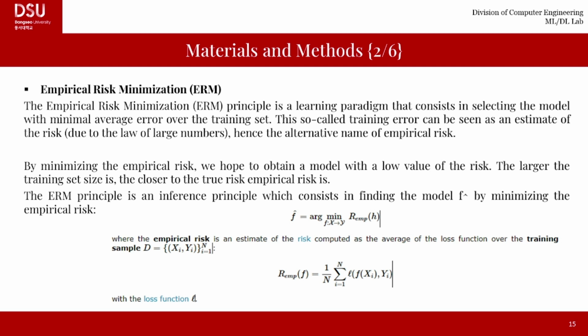Here is the formula of the ERM principle in the inference principle, which consists of finding the model by minimizing the empirical risk. The empirical risk is estimated by computing the average loss function over the training sample. Here D is the dataset and X, Y is the training sample, and we also see the loss function L.